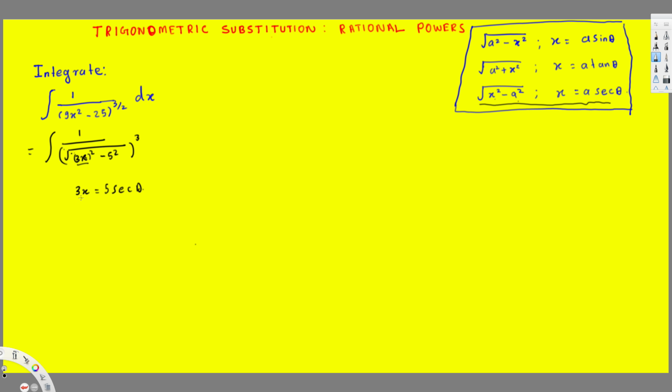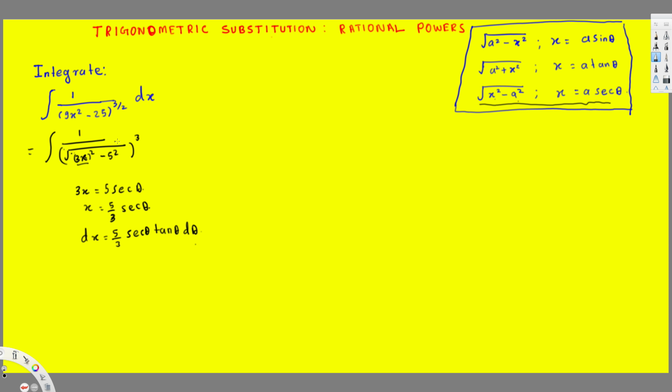And if I find the derivative of this, let's rearrange this one. x is equal to 5/3 sec theta, and dx is going to be equal to 5/3 times the derivative of sec theta, which is sec theta tan theta. So it is going to be sec theta tan theta d theta, right? Now we can write everything in terms of trigonometric variables.